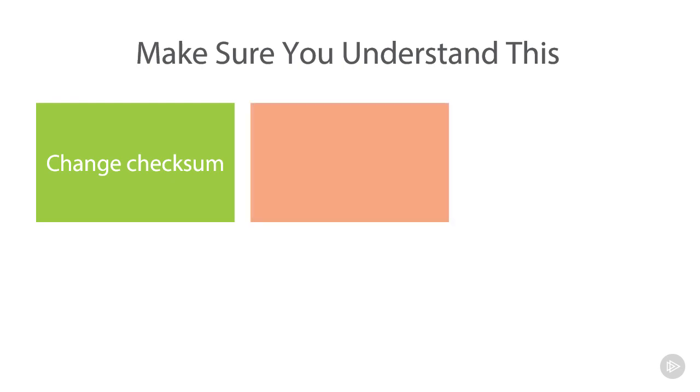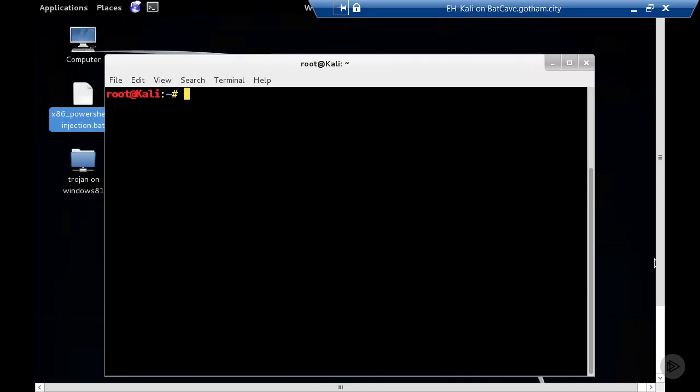Another way that you can avoid is to write your own Trojan. That would technically make your Trojan a zero-day attack mechanism. Now, you may be thinking, Dale, how do you write your own Trojan? Ah, young Padawan. Let me show you. So here I am back at my Kali box. In order to create my own to avoid antivirus, there's a couple tools that we can use.